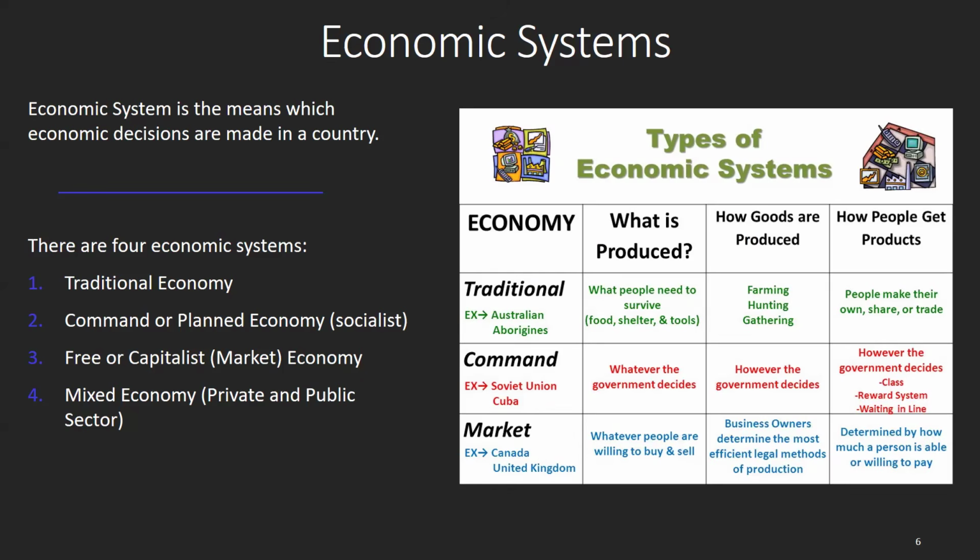Both of them will decide, so the government will decide, based on necessity, what to produce. So we might need roads, infrastructure, and so forth. Private citizens will decide based on what people want. The government will decide however they want to produce it. The private citizens will decide how they want to produce their stuff. And then the government will decide who they want to produce for. Private citizens will decide who they want to produce for.